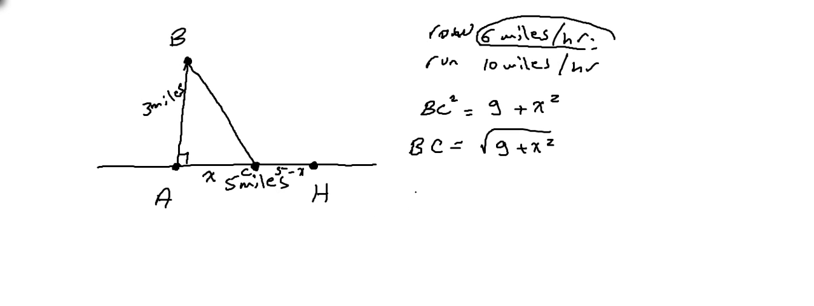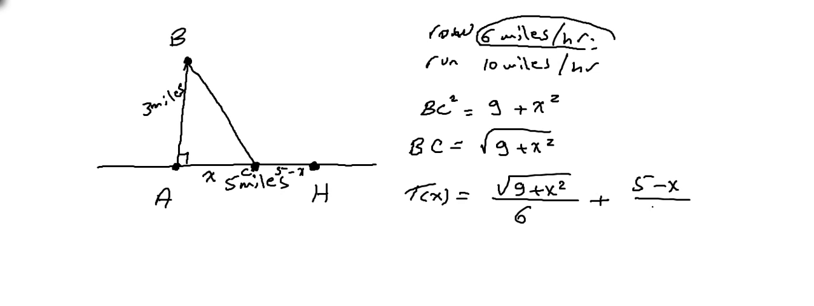What does that mean? The total time she has to travel, from B to C on the shore, and then run from C to her home, is T of x equal to radical 9 plus x squared divided by the rate at which she can row her boat, 6 miles per hour. Plus, she still has to run a distance of 5 minus x, and this will be over 10 miles per hour. So this is the equation we need to solve.